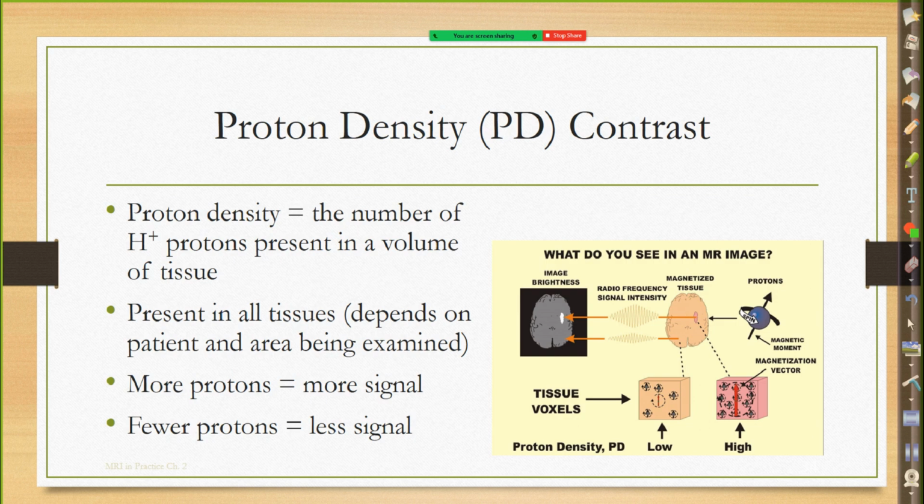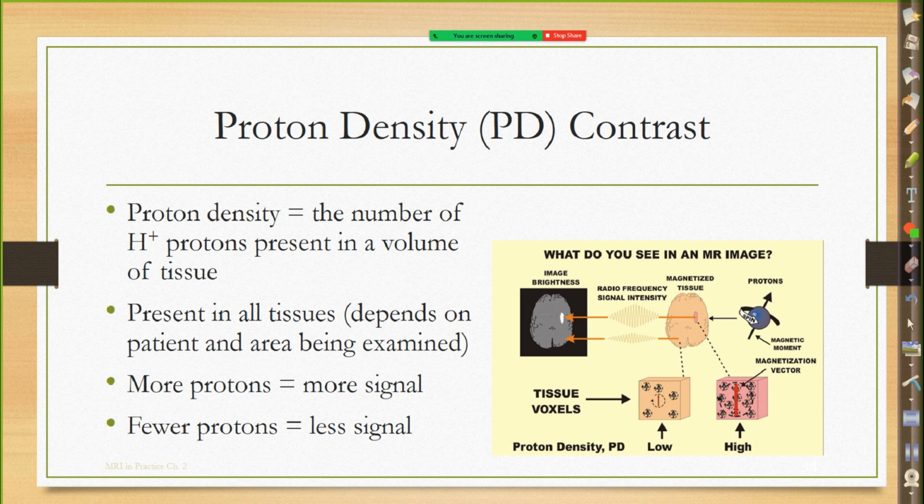All right. And then the other type of contrast is proton density, also called spin density. And that's the number of hydrogen protons present in a volume of tissue. So our hydrogen spins are present in all tissues, but our proton density and how it appears on an image will be dependent on the patient and the area being examined.